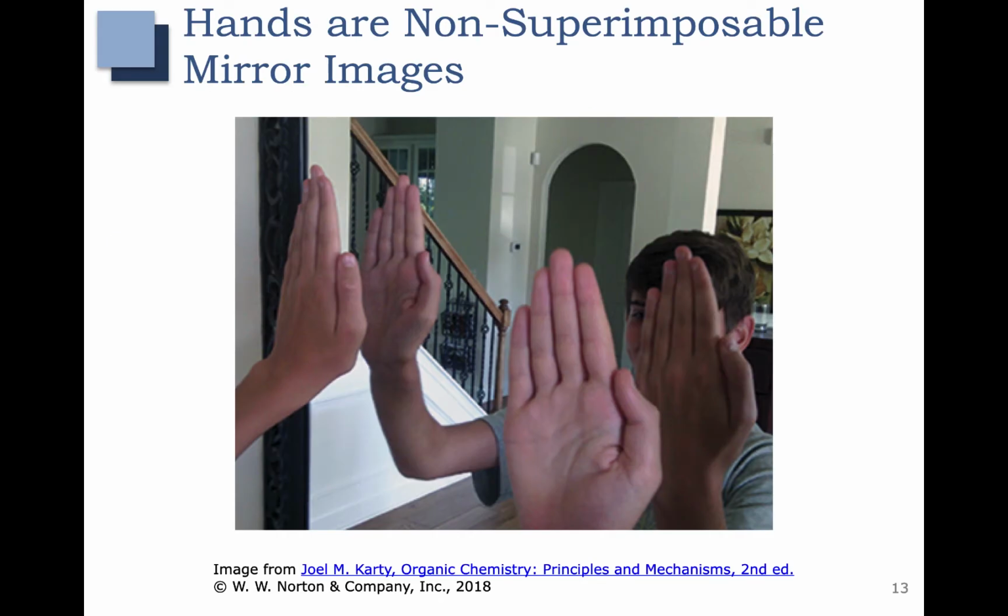In this video, we're going to talk about the concept of chirality. One of the most perfect examples of chirality are your hands. Hands are non-superimposable mirror images, meaning that they are mirror images of each other, but you can't put one on top of the other. If you replaced your left hand with a right hand, this wouldn't work out very well. That's what we mean when we say that hands are non-superimposable mirror images.